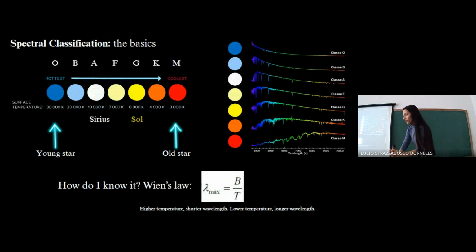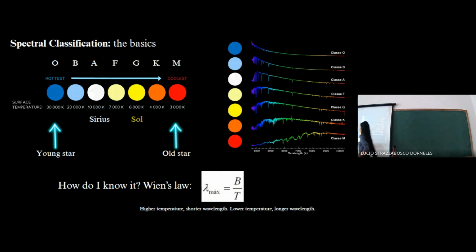Another thing we have to know is spectral classification, and this is the basics. Here we have a blue star, and this is the surface temperature. A blue star actually is the hottest star we have. And on the other hand, we have the red stars, which are the coolest stars. It goes against our common sense. We used to think that the red color is hot, but actually in science it's not like that.